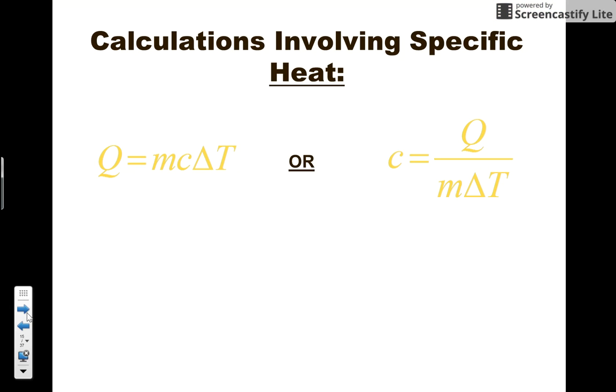The formula that we will use for solving for specific heat is more commonly known as Q equals MCAT, or Q equals MC delta T. And we're going to pick up here in our next lesson.